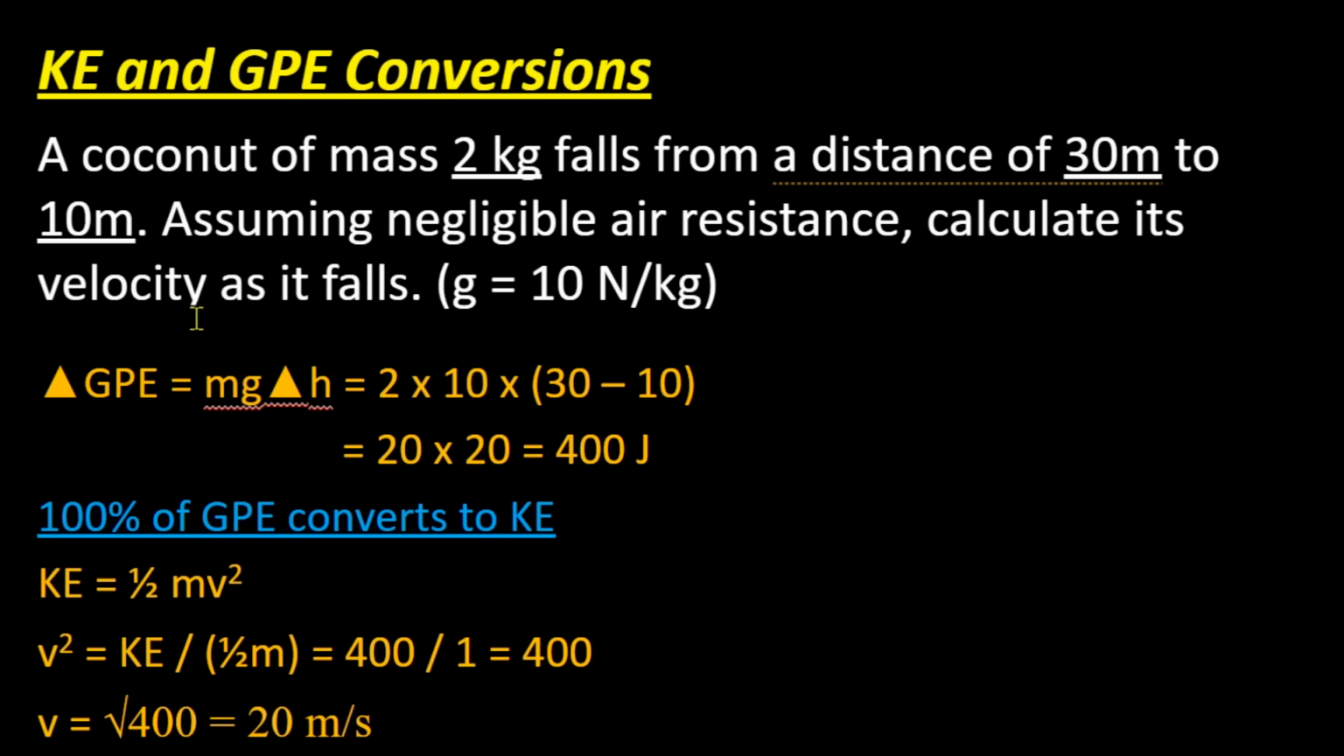They are asking for the velocity as it falls, so we're going to rearrange this formula to find v squared, or v. So v squared is going to be equal to the kinetic energy divided by half of m. 400, it was the kinetic energy we would have worked out before, because all of it would have converted from gravitational potential, divided by half of the mass. The coconut had a mass of 2 kilograms, and half of that is 1. So that would leave us still with 400. So if v squared is 400, v is going to be the square root of 400, so the velocity is going to be 20 meters per second.